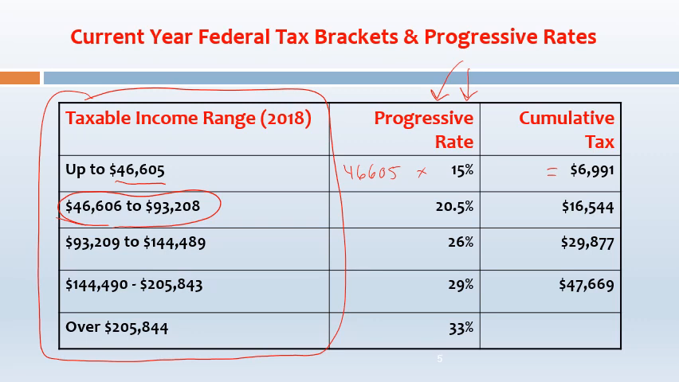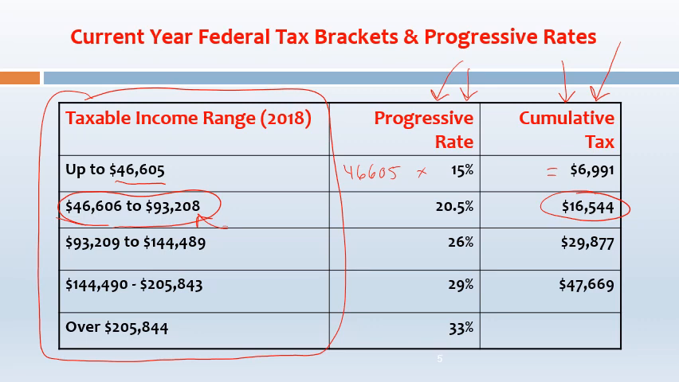So the far right column here indicates the cumulative amount of tax that would be paid if, in fact, a taxpayer was making an amount that would fill up the entire tax bracket. So you saw for the first bracket, 46,605, the cumulative tax would be $6,991. If a taxpayer was making exactly $93,208, which is the high end of this bracket, they would be paying $16,544 in tax. So these aren't additional. We don't add $6,991 to $16,544.